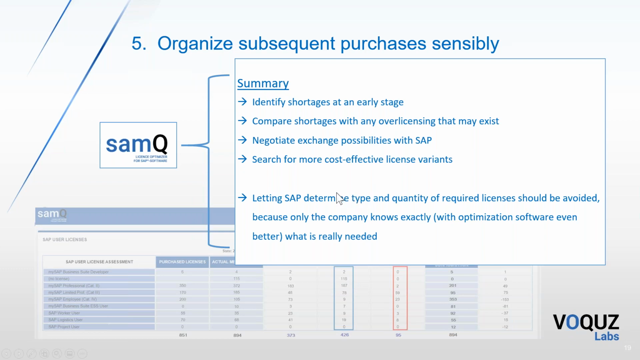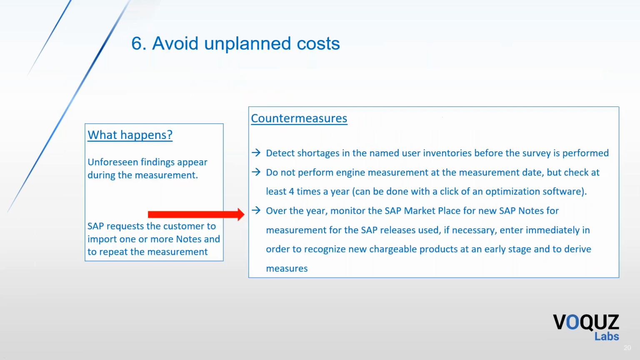So letting SAP determine type and quantity of required licenses should be avoided because only you know exactly what is really needed. And this is basically what happened. An auditor can only do a one-shot look into your licensing situation. If you spend more time investigating your metrics, your compliance situation, you will definitely always come to a better assessment of your situation than if you wait for the auditor to provide you that insight.